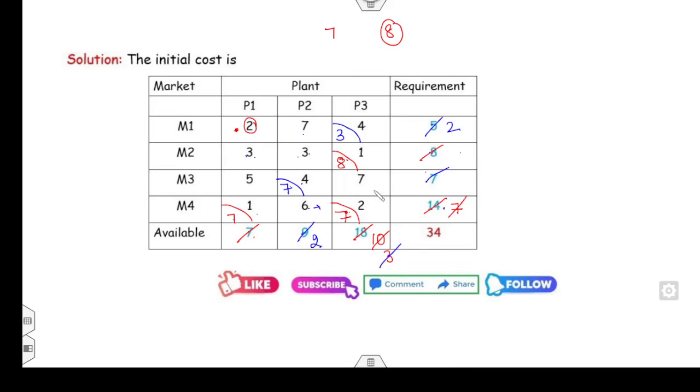Corresponding to this 6, there is no requirement. Then the next number is 7. Corresponding to this 7, there is no requirement. The only requirement is my 2.